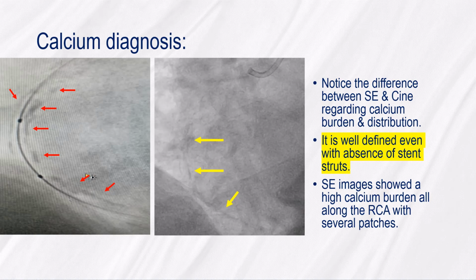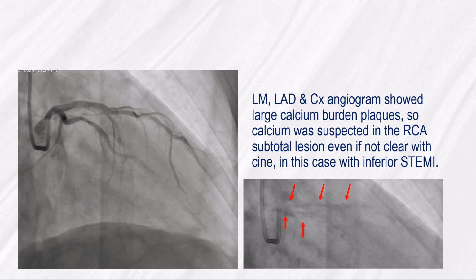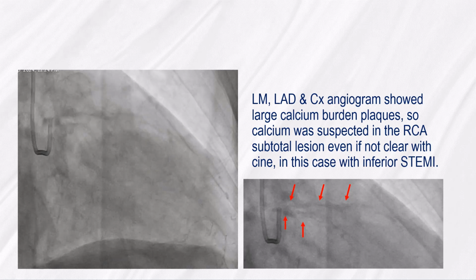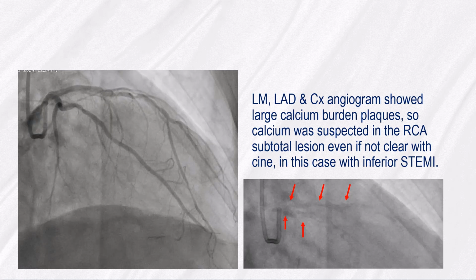Regarding calcification, notice the difference between the enhancement image and the cine regarding calcium burden and distribution. It is well defined even with absence of stent struts. Enhancement images showed a high calcium burden all along the RCA with several patches. In this case of inferior ST elevation myocardial infarction, there was a high calcium burden in the left system. So calcium was suspected in the RCA subtotal lesion, even if not clear with cine.